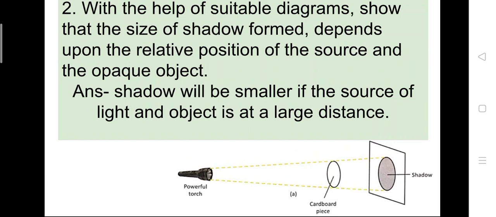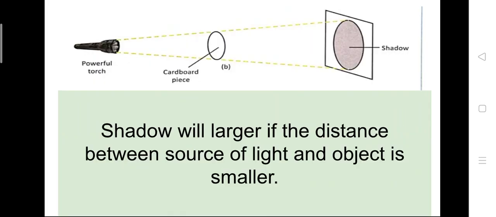So here the relative position is of the powerful torch and cardboard pieces here in the picture, and the shadow will be smaller if the source of light and object is at a large distance. If the distance between the objects is greater, the relative position is greater, then the shadow will be smaller. So here is the picture you have to draw also.